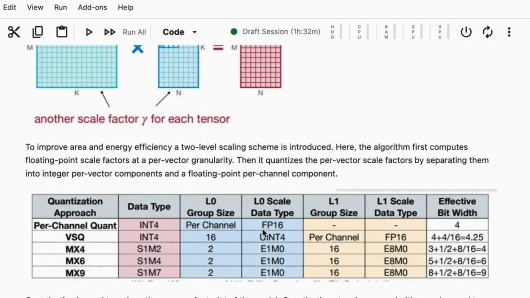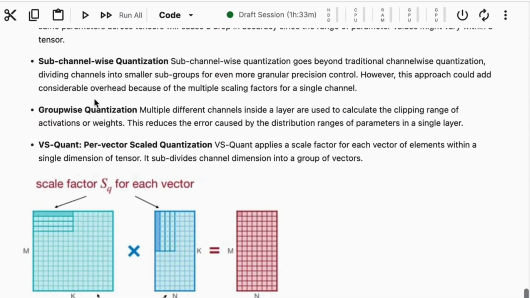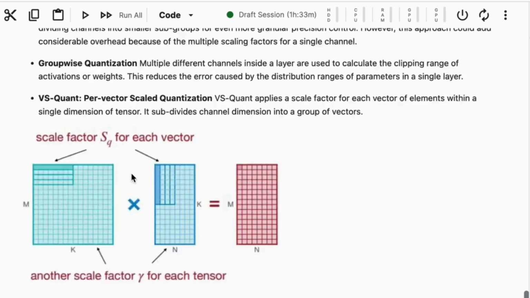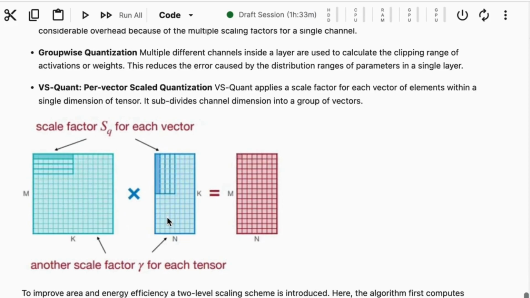Okay, I just want to say that quantization is used to reduce the memory footprint of the model. Quantization at various kinds of granularities can be applied. It can improve the performance of the model, but this can add computation cost as well. Scaling factors are quite expensive, like in VS, group wise, or sub channel wise quantizations. So you need to focus on these two: the first is per channel quantization and the second is per tensor quantization, because these two are very efficient and can easily help you in doing the quantization techniques.